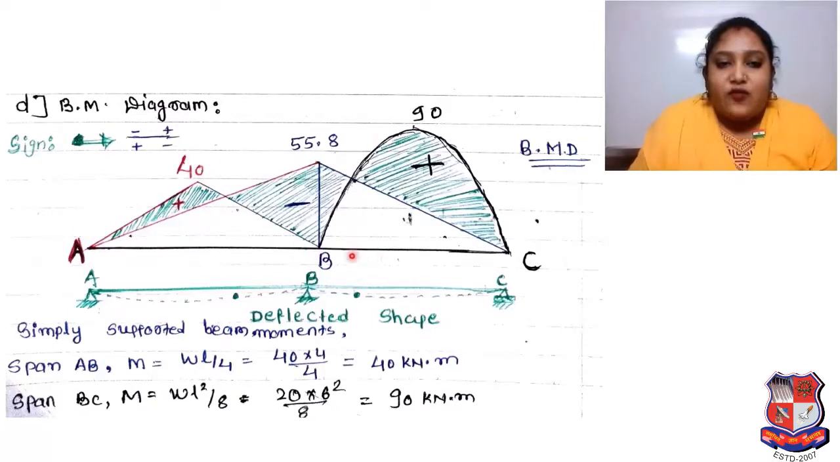Okay. Now for span BC, there was a UDL. So for span BC, the moment will be WL square upon 8. W was 20, our length was 6. So 20 into 6 square divided by 8. So we got 90. That shape we mention as per the rules of the shear force and bending moment diagram.